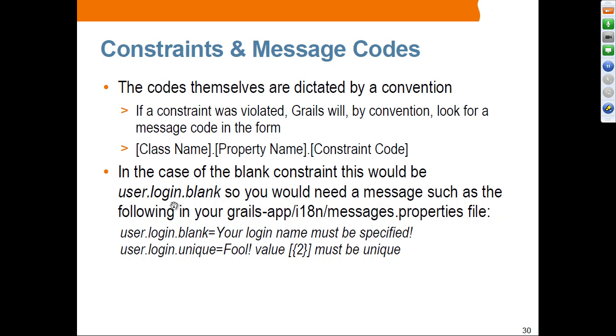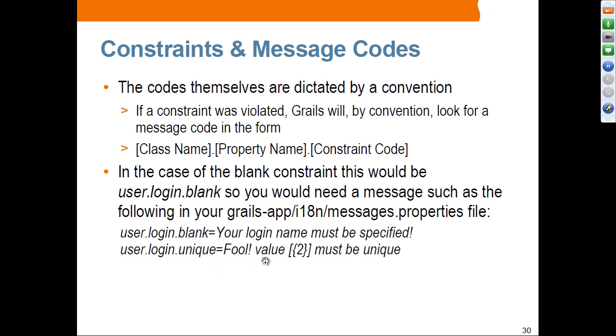user.login.blank. So this is the name of the class, this is the name of the property, this is a constraint code. So you would need a message such as the following in your messages.properties file. For example, user.login.blank: Your login name must be, this is the message that you want to display. And this one is for unique. So the important thing is that error messages are actually structured based on class name, field, and the constraint code.